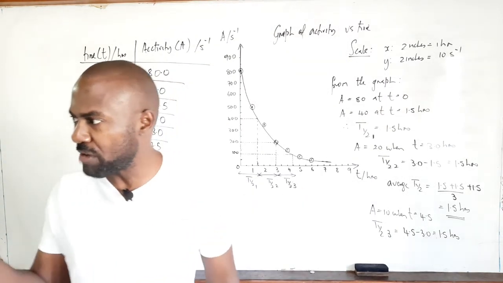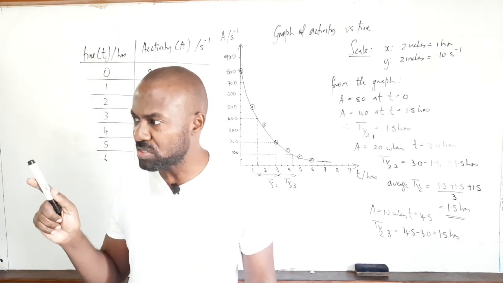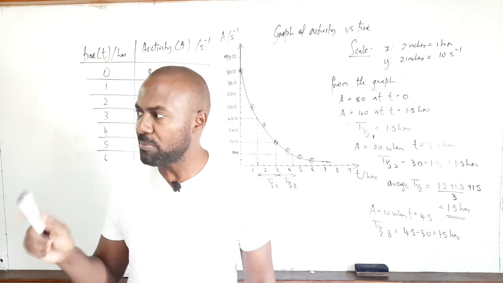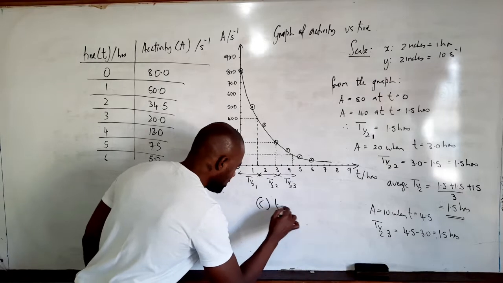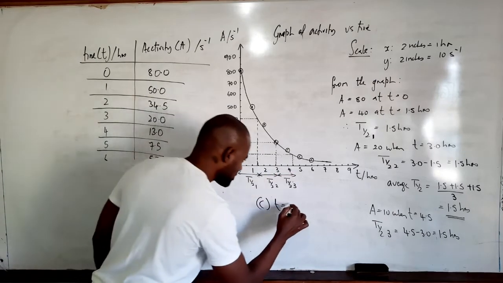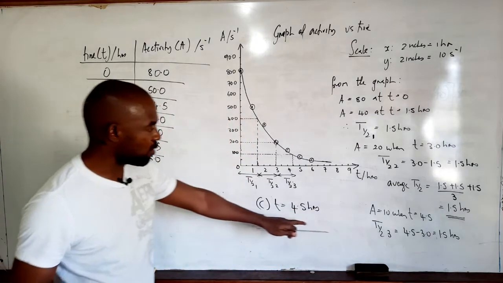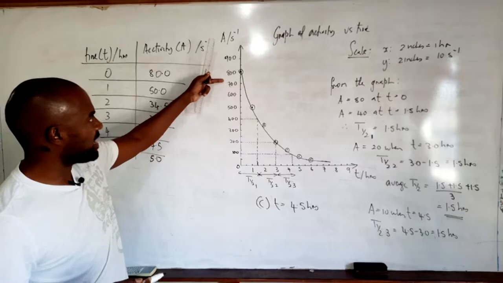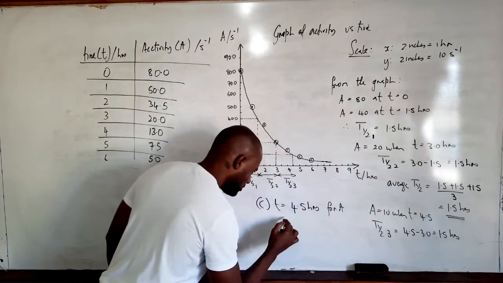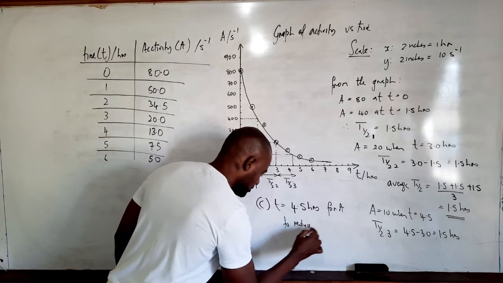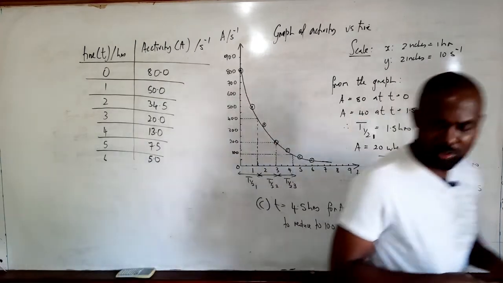So it says, from your graph and using dotted lines, determine how long it takes for the activity of the sample to reduce to 10 disintegrations per second from its original activity level. And so from the graph, it would have taken t equals 4.5 hours. Right? So it would have taken t equals 4.5 hours for its initial activity to reduce from 80 to 10. Right? Good. So a further 2 marks there.